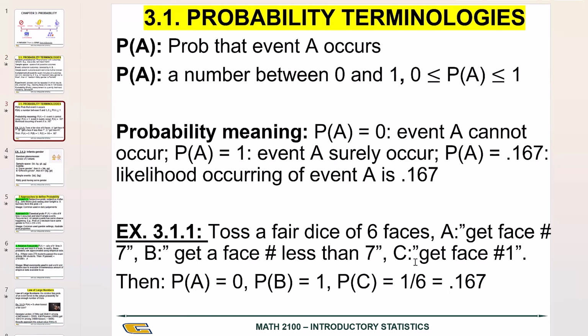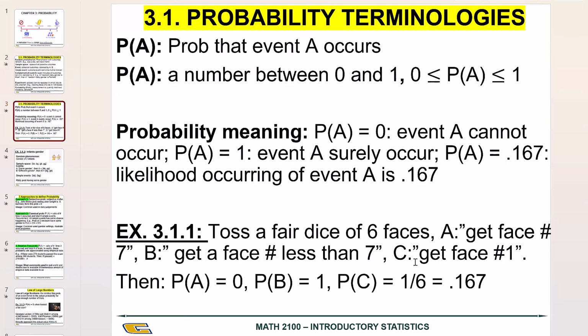So here, let's say you have event A, and you do care about the probability of A happening. We denote it here by P(A). And the probability is a number between 0 and 1. It must be between 0 and 1, okay? We don't have negative probability. We also don't have a probability bigger than 1.